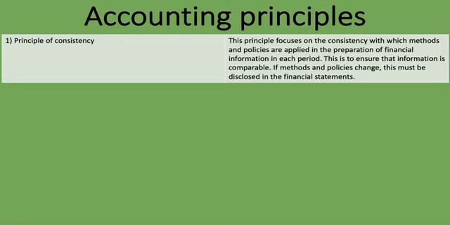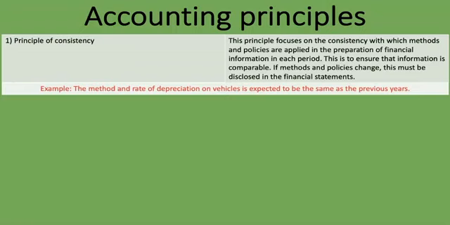What is an example of the principle of consistency? Well, here it is. The method and rate of depreciation on vehicles is expected to be the same as the previous years. So we know what depreciation is, the value of assets going down. So the method that is used and the rate that is used to depreciate vehicles, for instance, should be the same from one year to another.